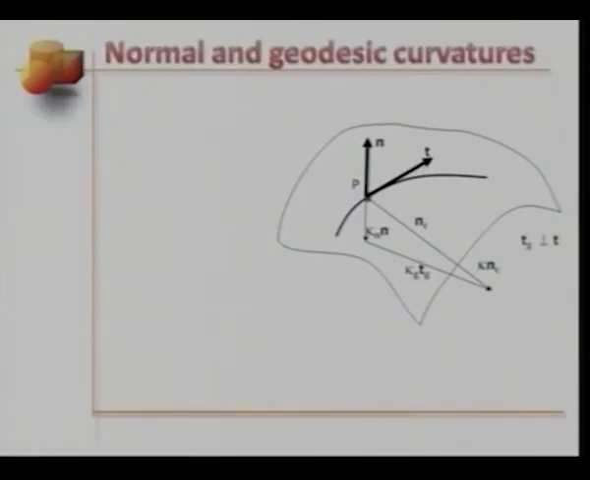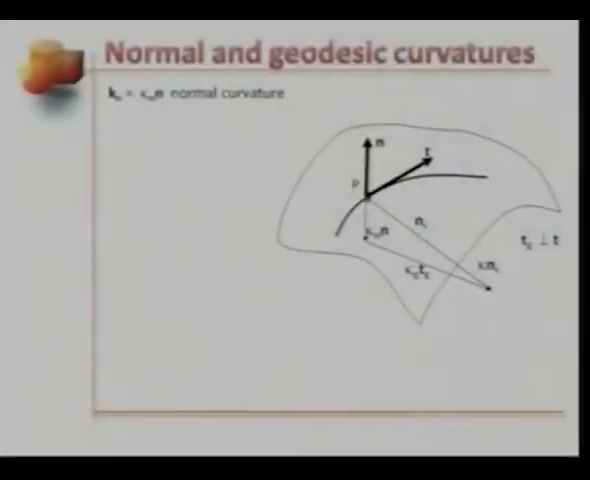Once you understand this geometric construction, let's proceed with some algebra and nomenclature, of course. K sub n is equal to kappa sub n times n, and we call K sub n the normal curvature. K sub g is equal to kappa sub g times t sub g, and we call this K sub g the geodesic curvature.